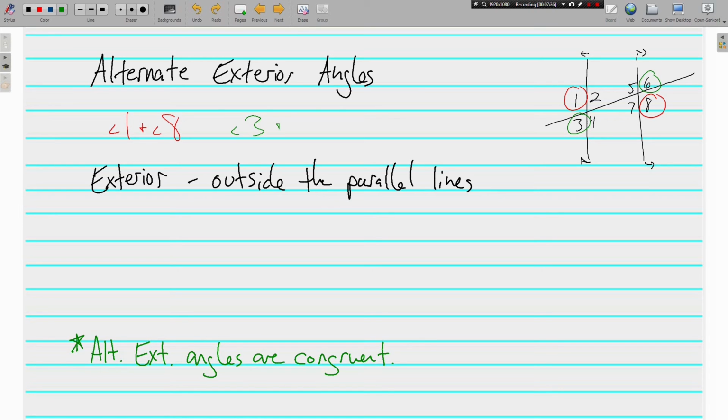Alternate exterior angles. And again, alternate exterior angles are congruent. If this is 70 degrees, then angle 6 is 70 degrees. If angle 1 is 110 degrees, then angle 8 is 110 degrees. Alternate exterior angles.